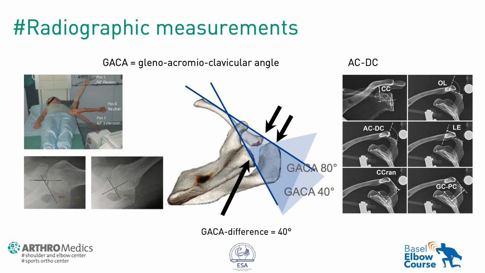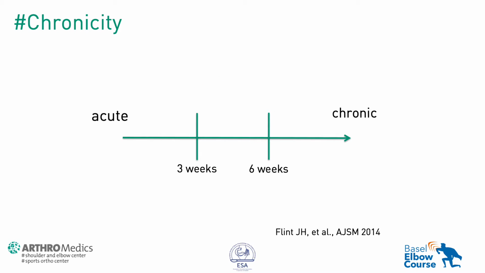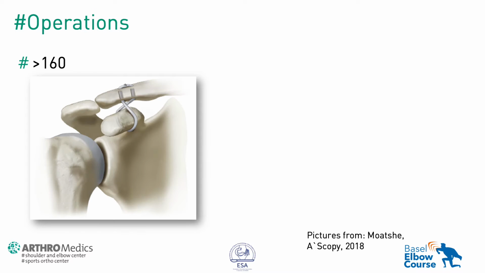Then we have different radiographic measurements, the GACA angle, which is a very interesting approach to quantify dynamically the AC joint instability, or we have the AC-DC distance trying to do the same, and these are just some radiographic measurements out there. And then also we don't know what is an acute and what is a chronic AC joint dislocation. Is it 6 weeks or 3 weeks? We're still not in consensus on this one.